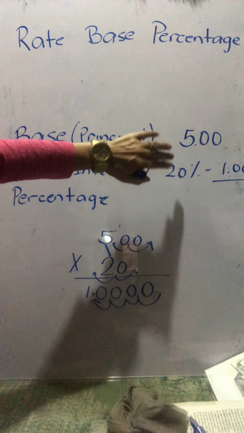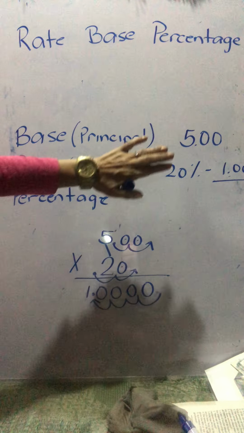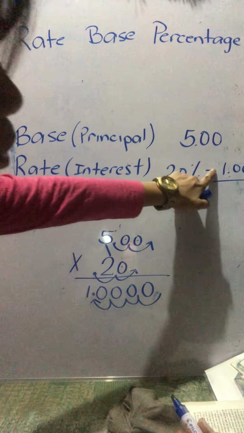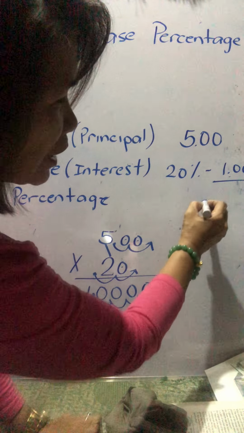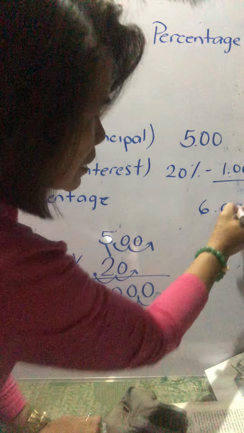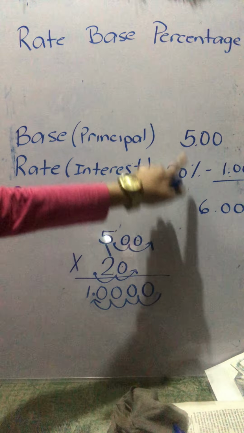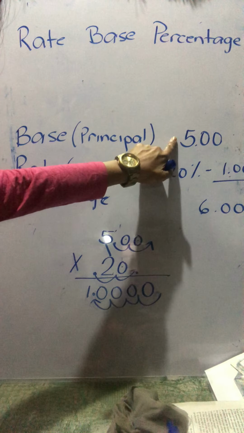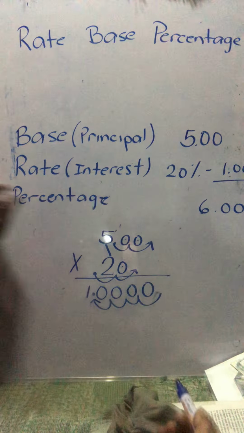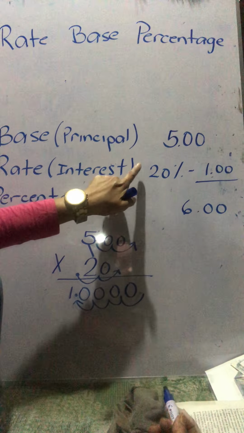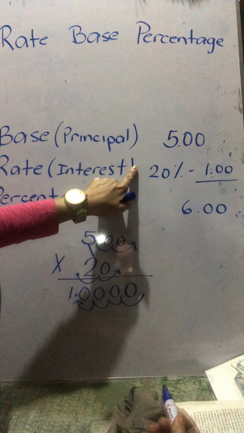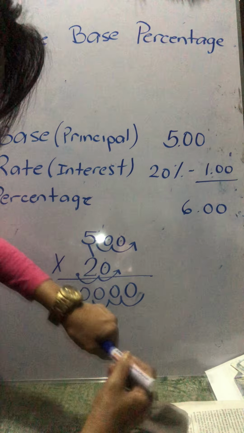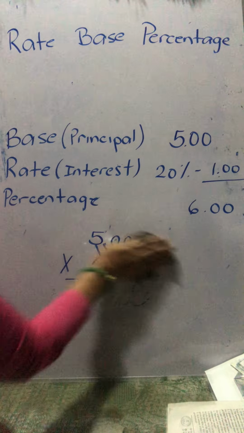Kung tayo ay nangutang ng 5 piso, meron siyang 20% na tubo. Ang 20% na tubo ay piso. So, magkano ngayon yung total na babayaran natin? 6 pesos. Kaya tinawag siya na 5, 6. Bakit? Kasi meron kang 20% na interest. Okay? 20% interest. Maliwanag? Okay. So, isa pa.